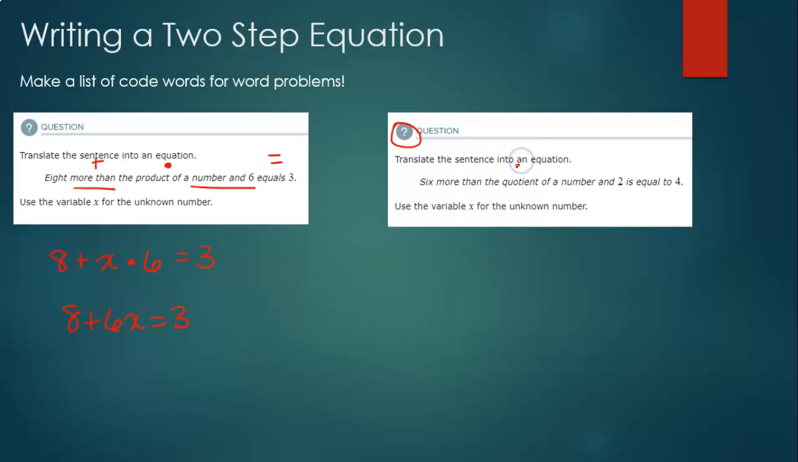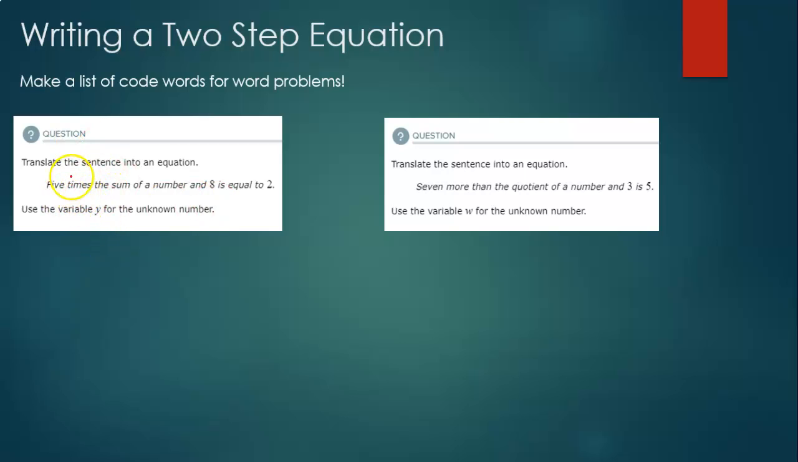Don't forget that the quotient means to divide. All right, you should have recognized that more than means to add, equals means to equals. So if we're doing 6 more than, we're doing 6 plus, and then the quotient of something. I like to use my fraction bar for a quotient in an equation. The quotient of a number and 2, and then is equal to 4. You also could have written it like this. That's not wrong, but you usually won't see equations written using division this way. You'll usually see it written like this.